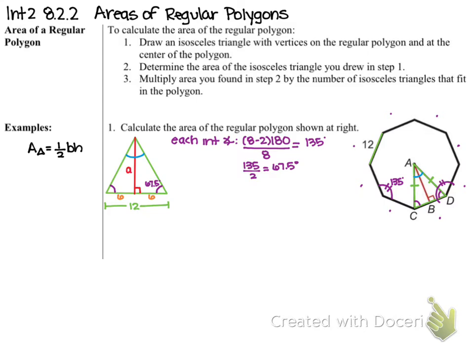All right, using trig, it looks like we can do tangent. So I'm going to do tangent of A, tangent of 67.5 degrees, my actual angle. Opposite is A, adjacent is 6. All right, let's put a 1 underneath this and cross multiply. So 6 times tangent of 67.5 is equal to A.